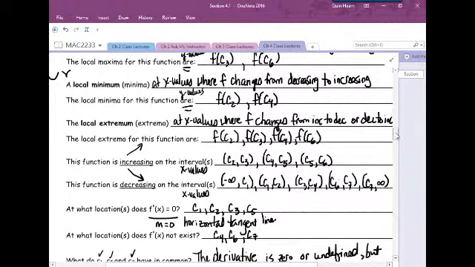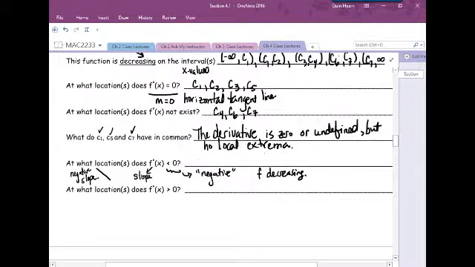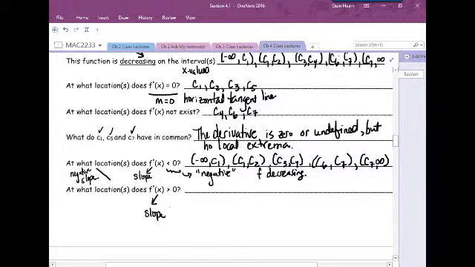So really, we've already answered that question. Where was the function decreasing? Negative infinity to C1, C1 to C2, C3 to C4, C6 to C7, C7 to infinity. So we're just going to write the same answers down. Negative infinity to C1, C1 to C2, C3 to C4, C6 to C7, and C7 to infinity.